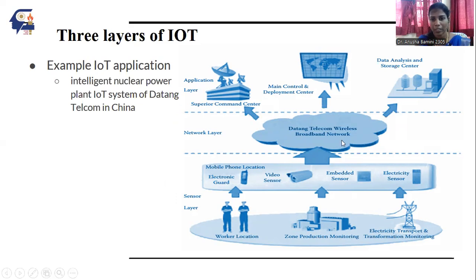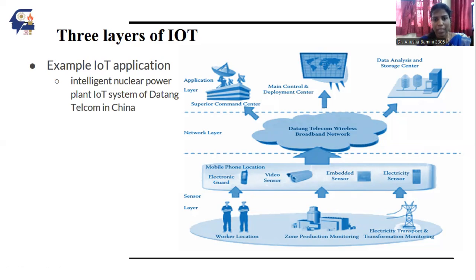So see the picture. These are the 3 layers. The base layer is the sensor layer. The intermediate layer is known as the network layer. The third layer is the application layer. So we all know we are using IoT applications. We are merging IoT and cloud computing.